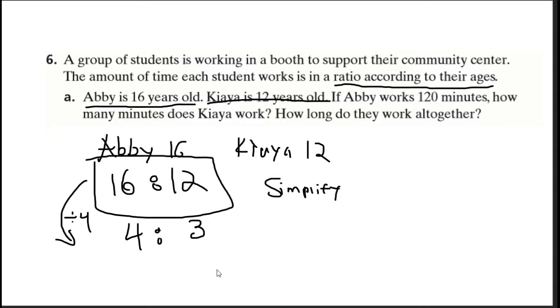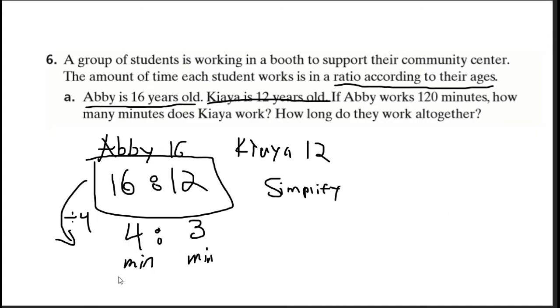If we divide by 4, we can write a new ratio, 4 to 3, and this means two things actually. The first of which is that for every 4 years that Abby is alive, Kaya is alive for 3. But because they also get to work according to the ratio, this also means that for every 4 minutes that Abby gets to work, Kaya gets to work 3 minutes.